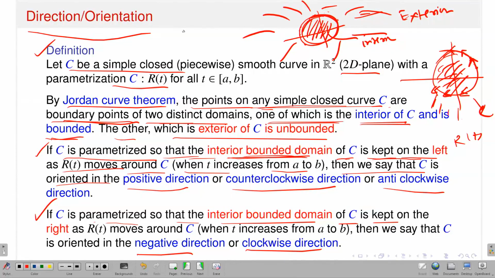So if I have a circle and I move in this direction, then on the left-hand side I will always have the interior bounded domain. That means I am in the counterclockwise, positive, or anti-clockwise direction. However, if I have a circle and I move in this direction, on the right-hand side I will have the interior bounded domain, and that is called the negative or clockwise direction. Okay, so that's another way of describing directions and orientations.